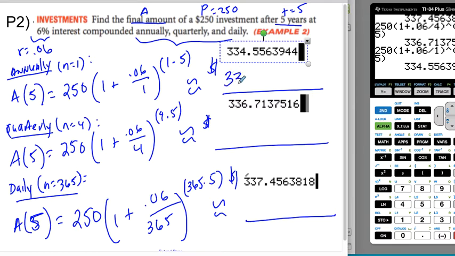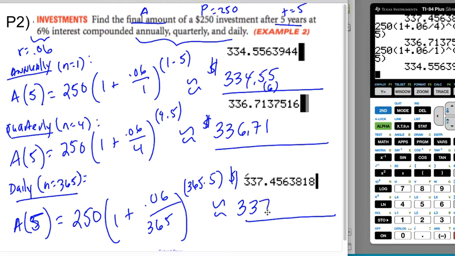So this is 334.5, either 5 or 6, depending on if you round or truncate. This is 336.71, right? And this is 337.4, 5 or 6, depending on if you round or truncate, right? And all of those are dollars.